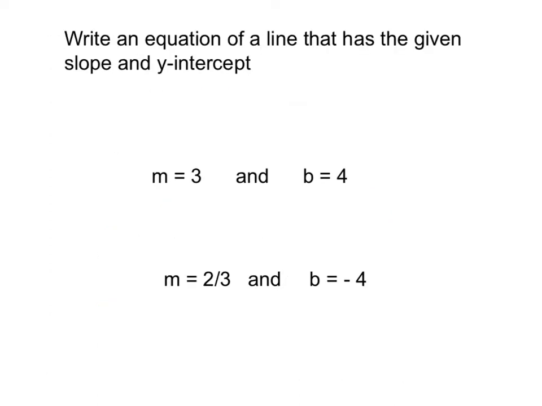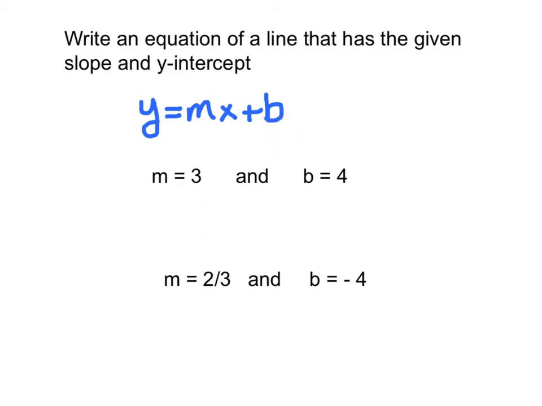In these next two examples, we're going to be asked to write an equation of the line that has the given slope and y-intercept. Because we're going to be given slope and y-intercept, we're going to be using that form. Y is equal to mx plus b. mx plus b is called slope-intercept because when you take a look at the name, you can immediately identify the slope, you can immediately identify the y-intercept.